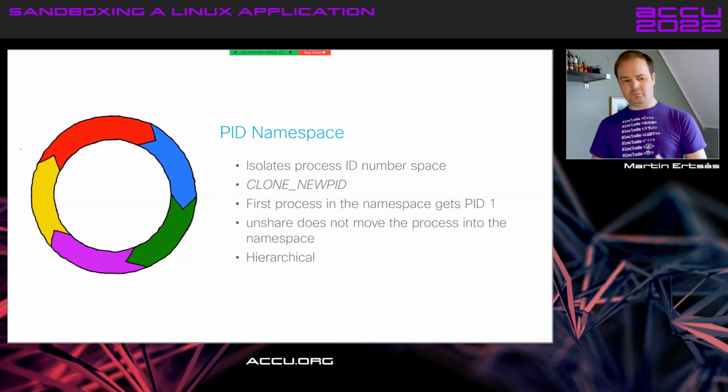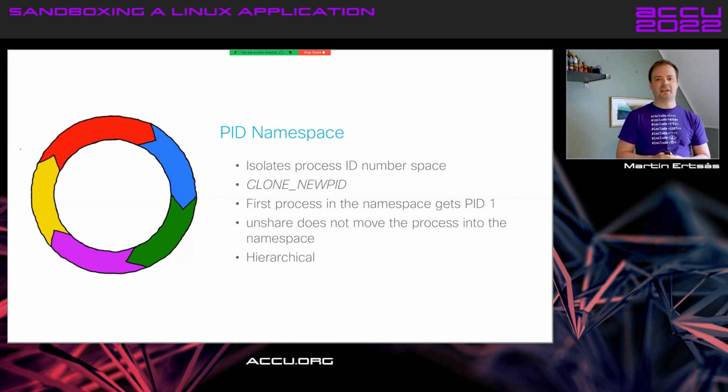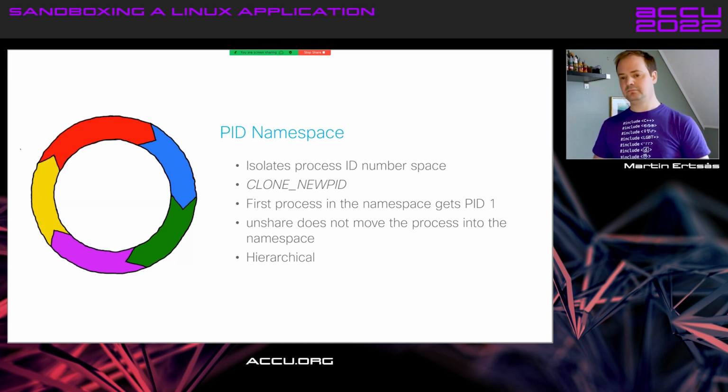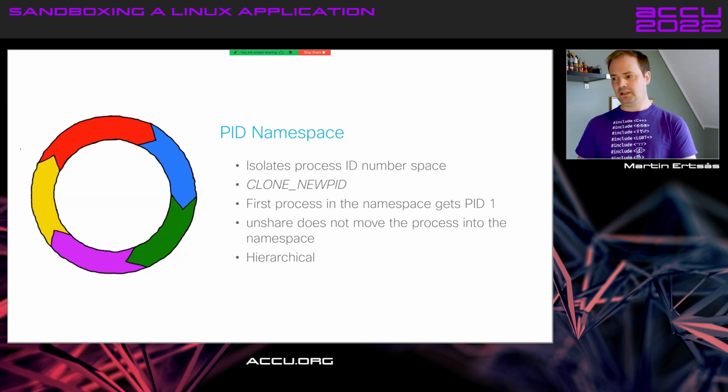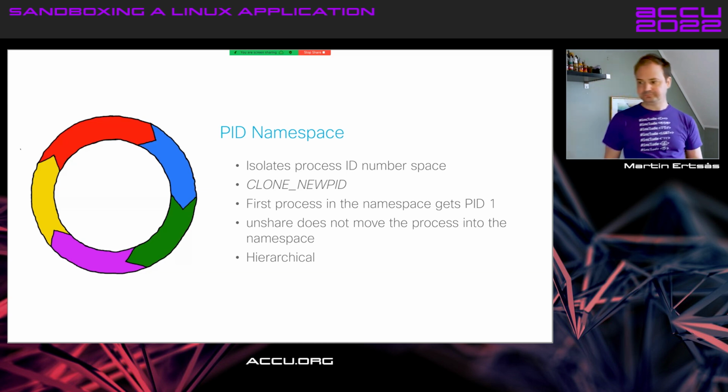Basically, the view of this is that the kernel will start counting PIDs again. So your first process will be PID1, your second process will most likely be PID2, and so on. And PID1 on Linux is very special, because PID1 is the init process. And contrary to the name, initializing other processes is not the most important work of PID1.